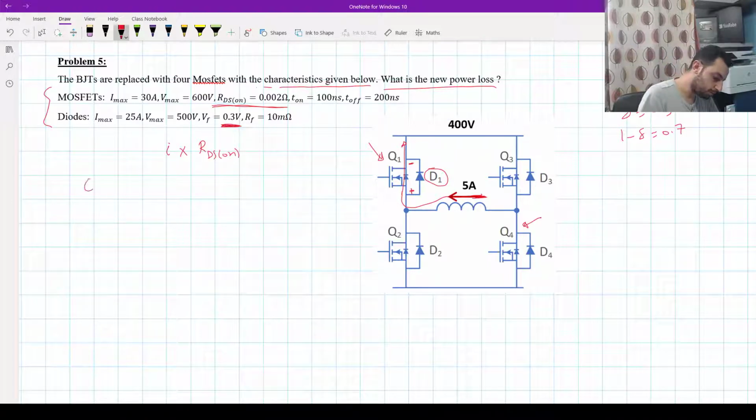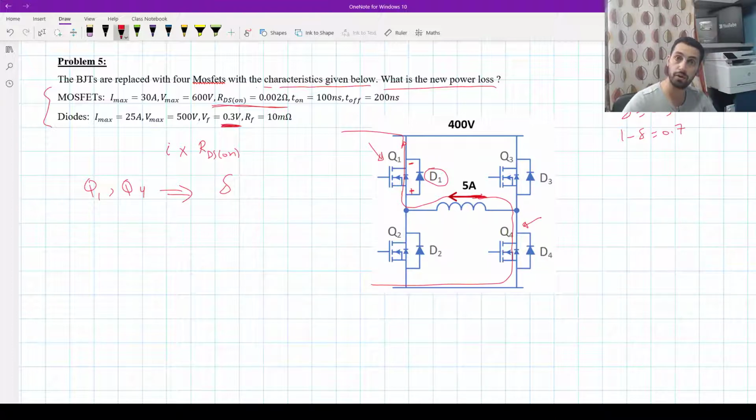So Q1 and Q4 will be conducting during delta time, and it will be conducting like this. We have this flow of current through Q1 and Q4. We don't have dead time, so they will switch off. During the switch off, we are going to make Q3 and Q2 on during the 1 minus delta. So Q2 and Q3 will now be conducting during 1 minus delta.